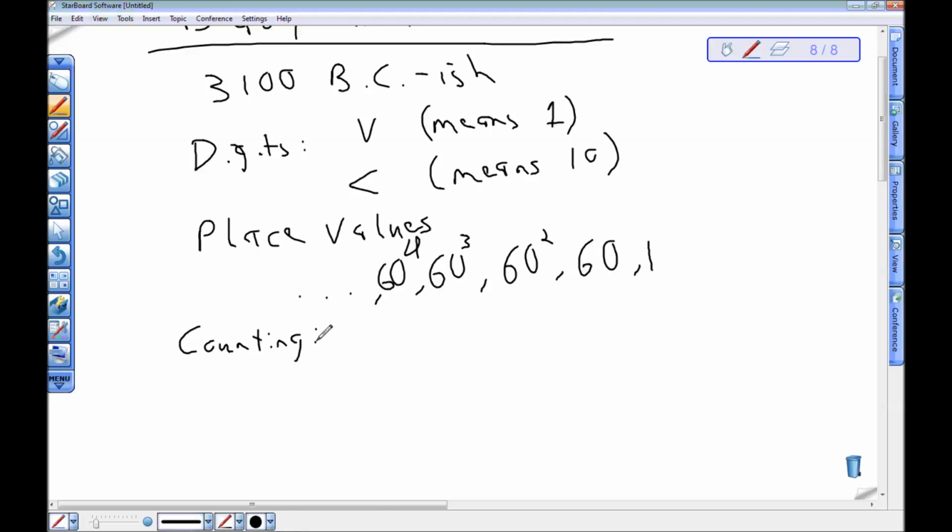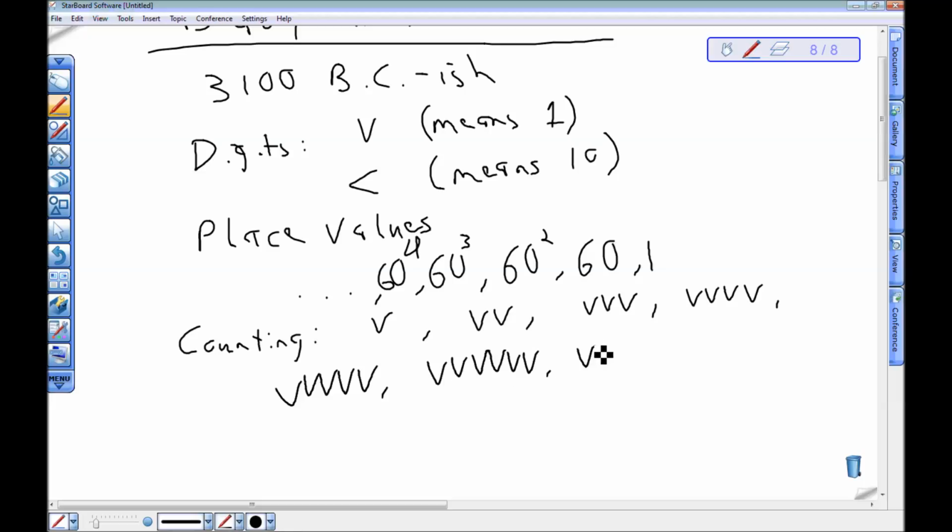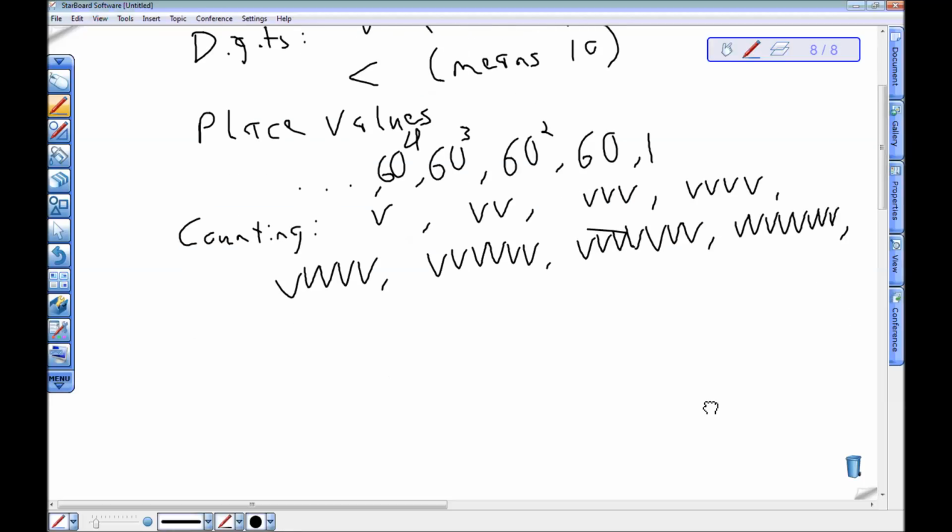So I'm going to need a lot of vertical space here. But here's 1. Okay. Here's 2. It's 2 ones. 3, 4, 5, 6, seven, 8, nine, and now we use our other symbol for 10.